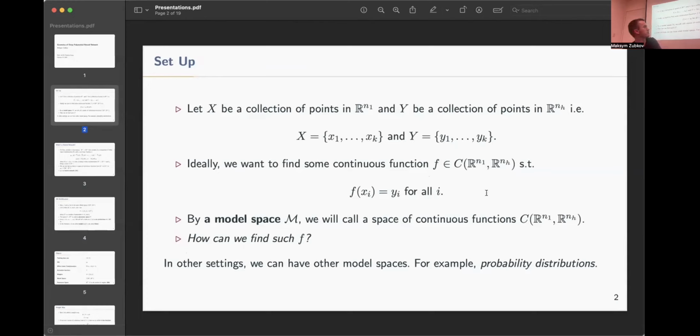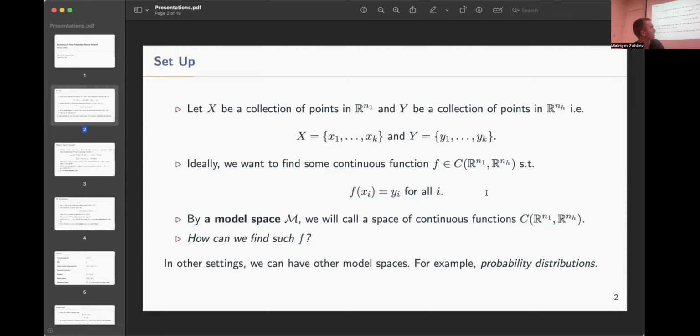Then the goal is, we have these two collections of points. In the first setup, I want to find some continuous function which maps one set of the points to the other one. By the model space, I'm going to define the space of, let's say, continuous functions, or the space of probability distributions, or the space of smooth, compactly supported functions, or whatever. I have point cloud data or some real data from the real world, and I'm trying to model it in a way that if I add some extra points or extra information, I'm going to have a nice approximation.